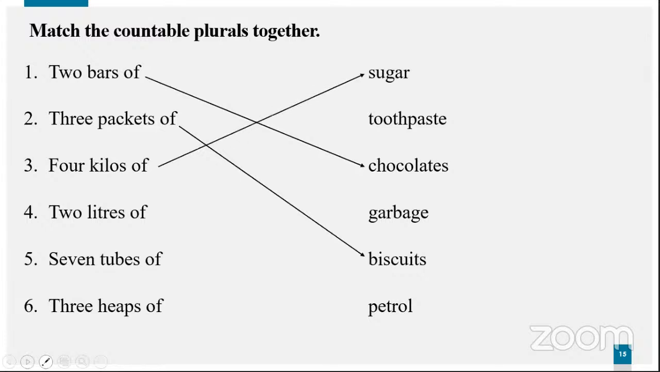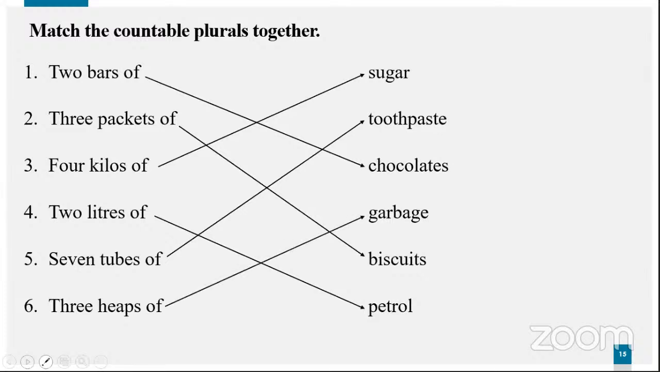Fourth one, 2 liters of petrol. Fifth one, 7 tubes of toothpaste. Last one, 3 heaps of garbage.